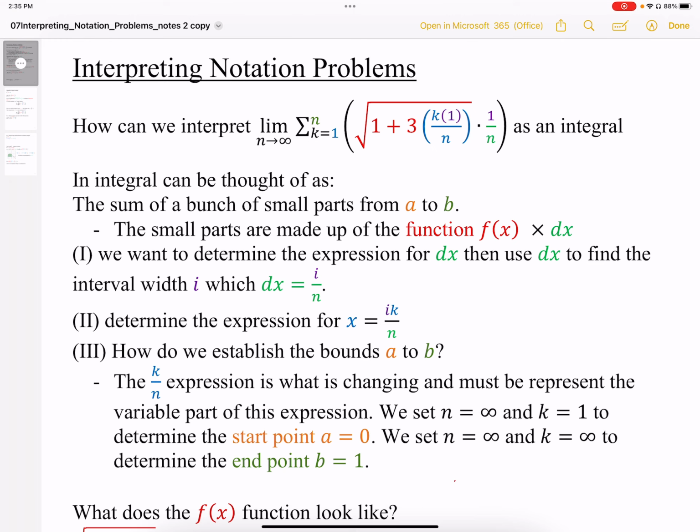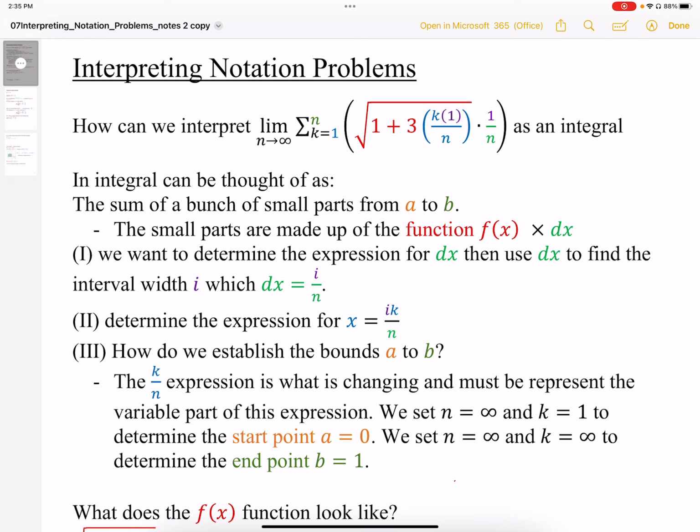An integral can be thought of as the sum of a bunch of small rectangles from some starting point x equals a to x equals b, and those rectangles are made by multiplying the height of the function times dx.